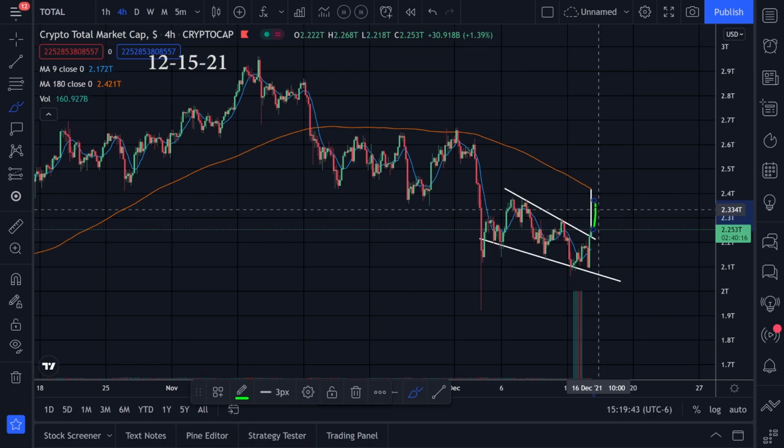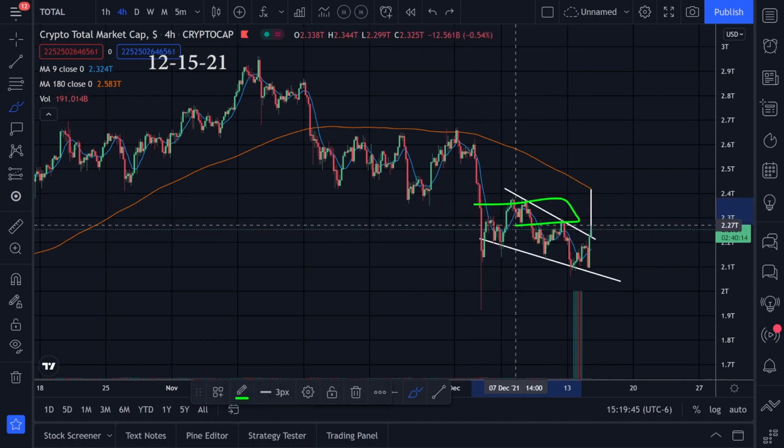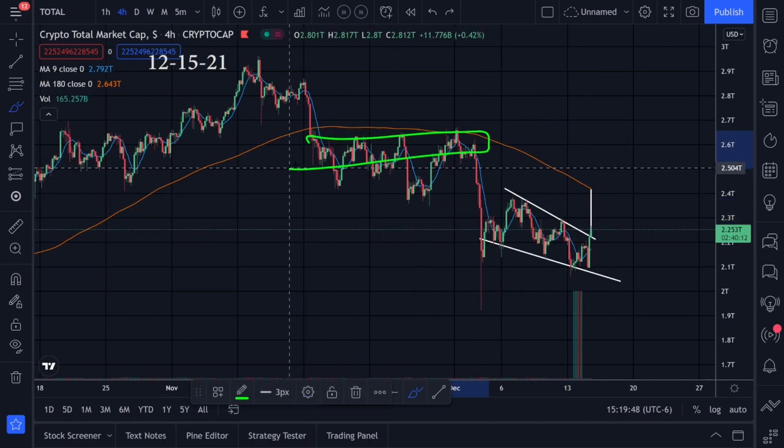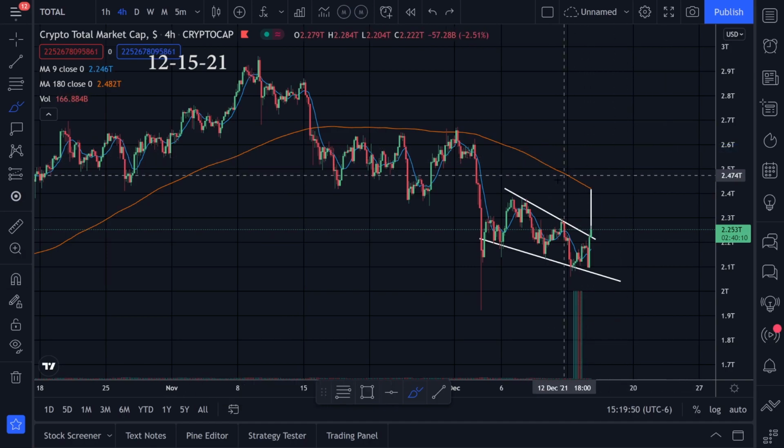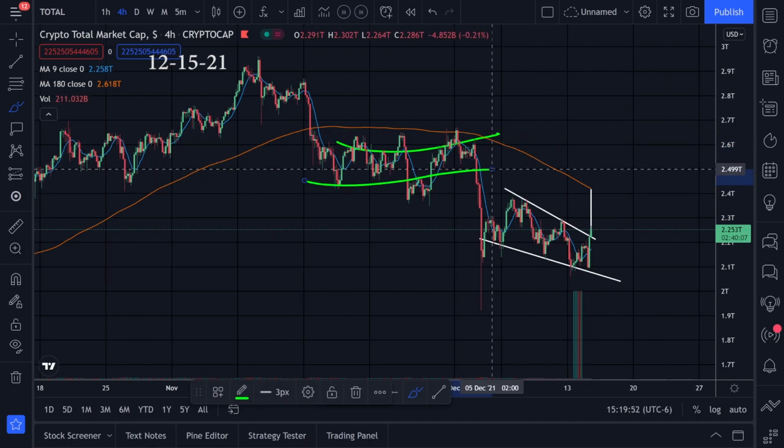In general though, I think if we can break through this little resistance, we might be looking at this one right here, and then maybe we can start trading in that level, or that zone, should I say, right here.